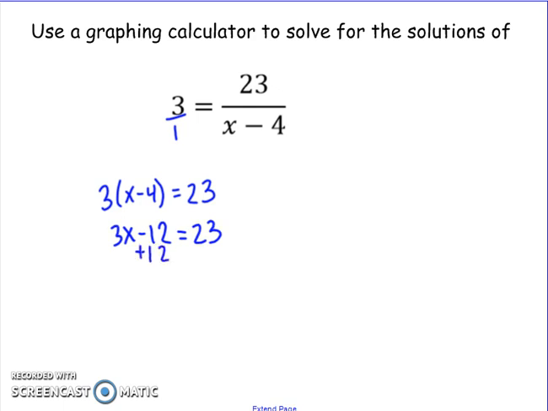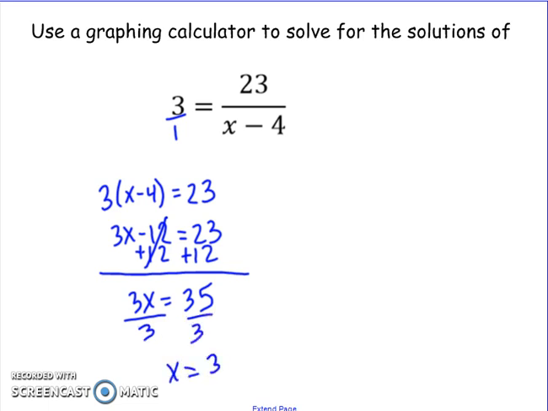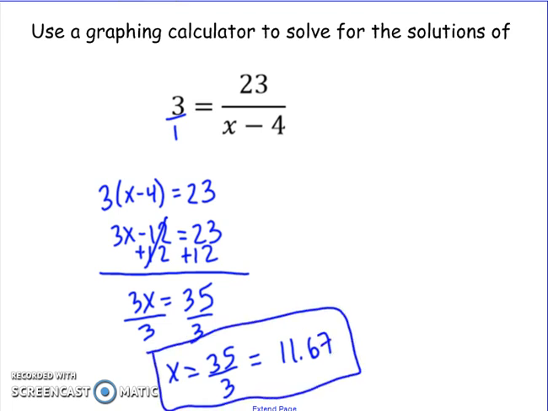We're going to add the 12. So we get 3x equals 35. And then divide by 3. So x equals 35 over 3. And if we convert this to a decimal, this is going to give us 11.67. So this is what our intersection should be.